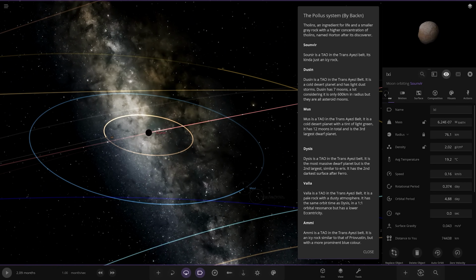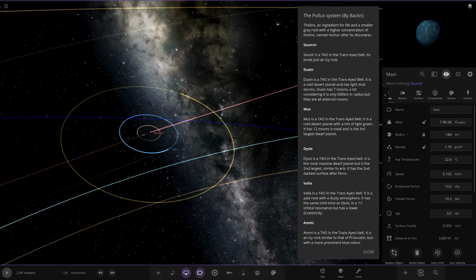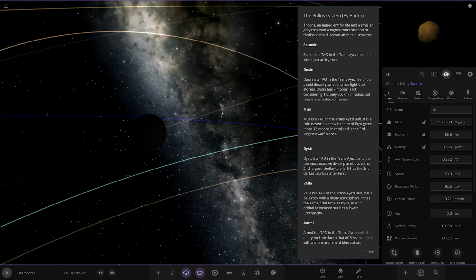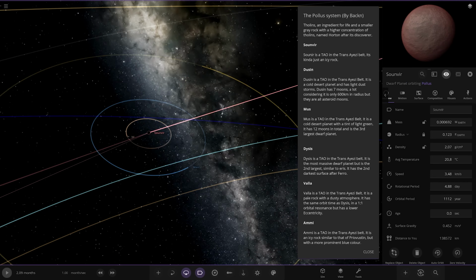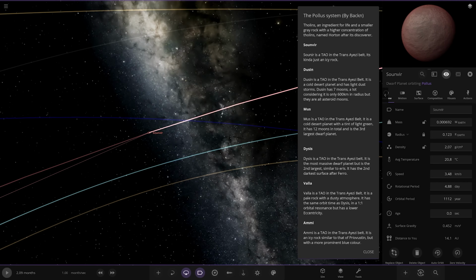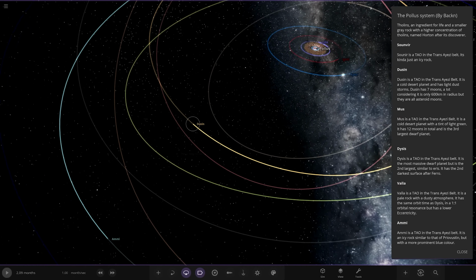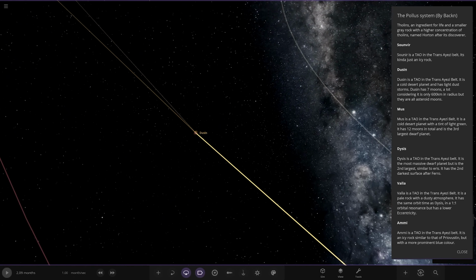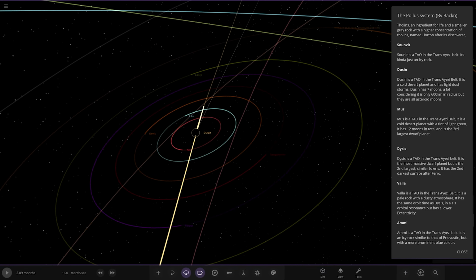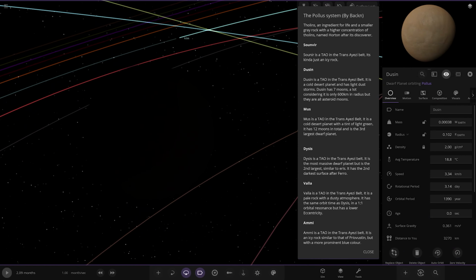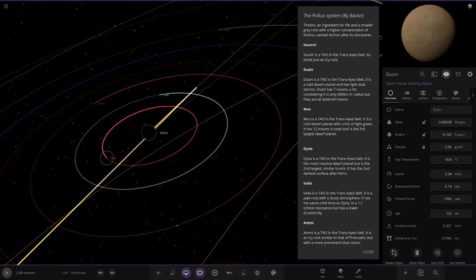Okay. So they all are there. So this is just an icy rock. Next up we've got Dusin. Over here. Looking good. It's a cold desert planet and has light dust storms. It has 7 moons, a lot considering it's only 600 kilometers in radius, but they're all actual asteroid moons. So there you go.